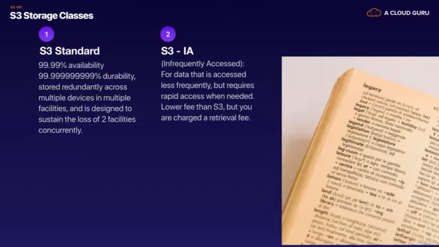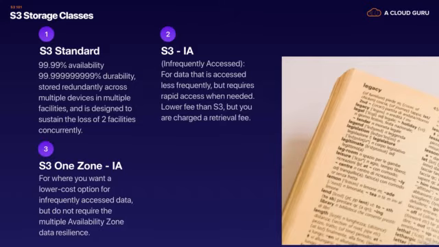You then have S3 infrequently accessed, and this is basically for data that is accessed less frequently but requires rapid access when you need it. So you get a lower storage fee than S3, but you are charged a retrieval fee. So if you've got data that you need to be able to instantly access, but you pretty much don't use that data regularly, maybe you only need to check it at the end of every month, then you'd want S3 infrequently accessed.